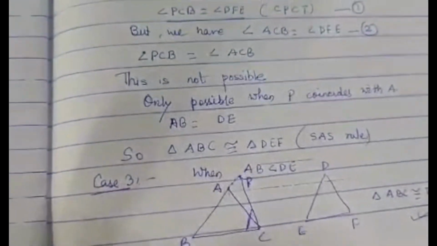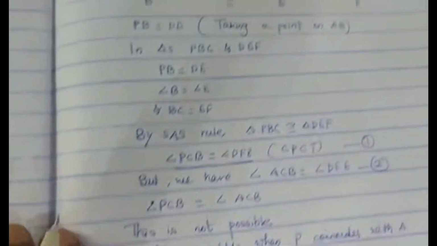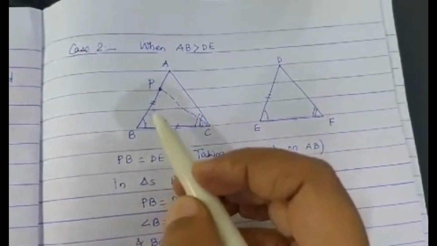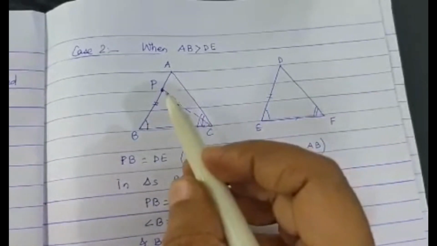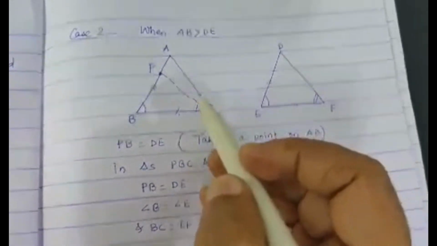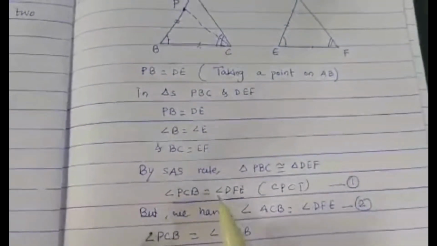So I hope this is clear. This was a lengthy proof, but you will have to understand this. Case 1 is alright. In Case 2 we have to understand when AB is greater than DE. So we take one point P such that PB equals DE. Now we prove these two triangles congruent by the SAS rule.